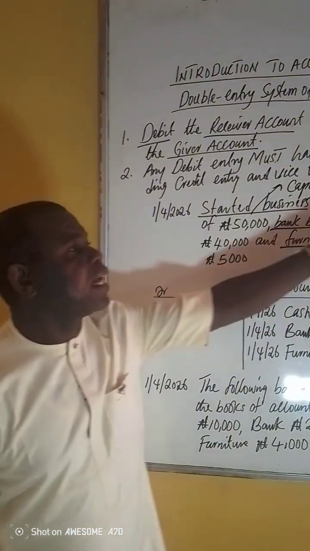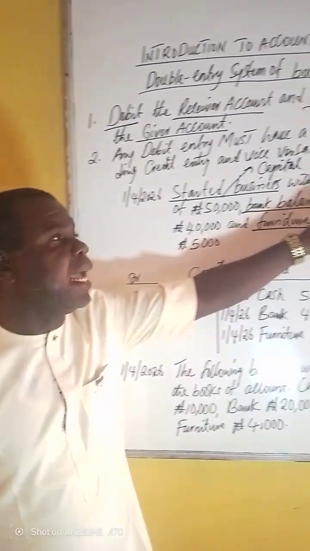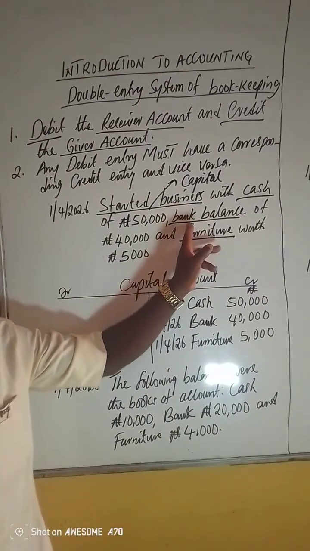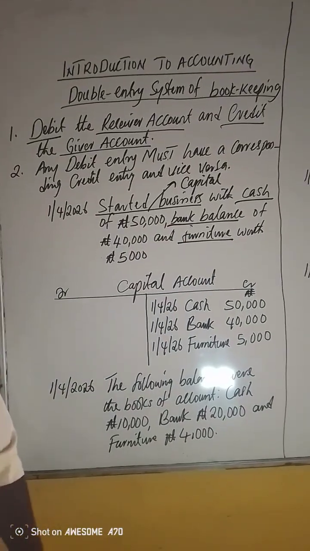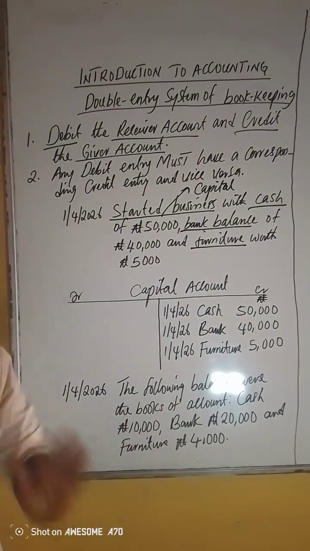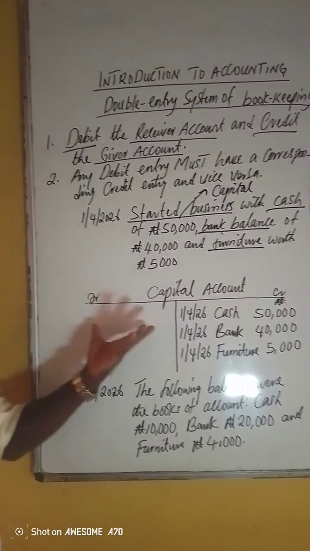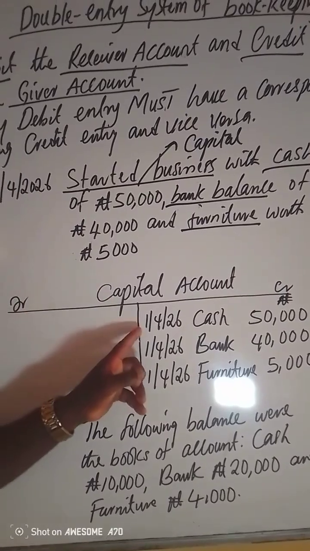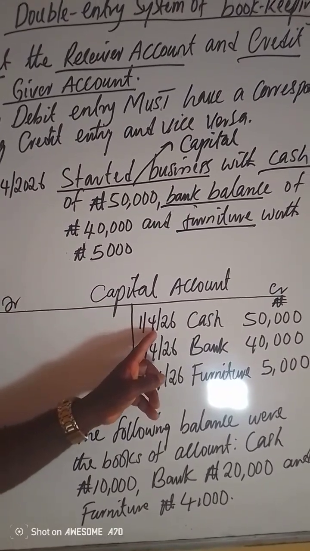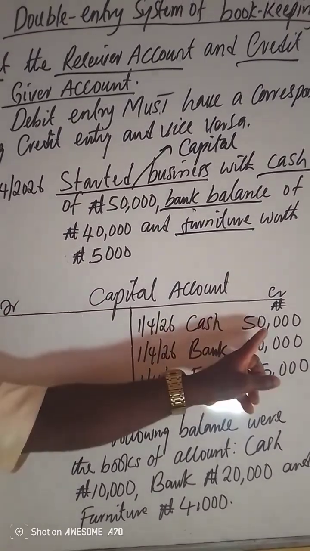So in this case, cash will be debited, bank will be debited as the receiver account, and furniture will also be debited as the receiver account. But the giver account, we are saying, is capital. Let's go to the capital account. As you can see, on the fateful date, 1st of April, capital is giving cash into the business.